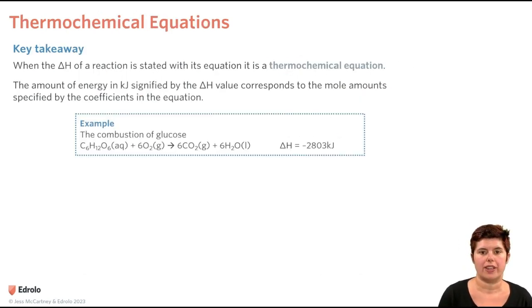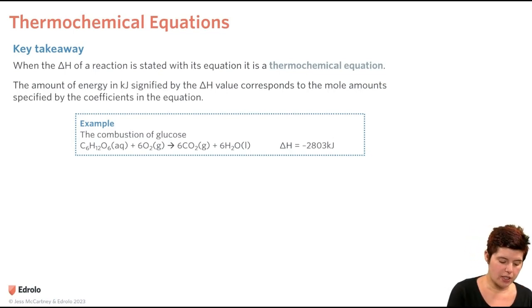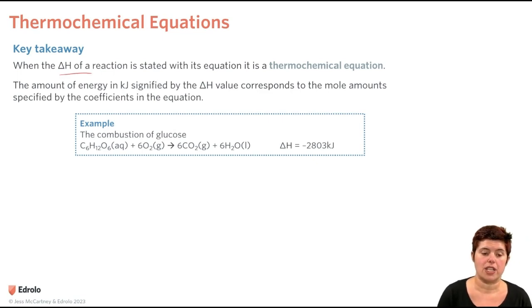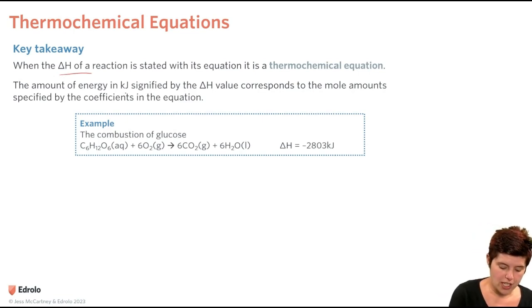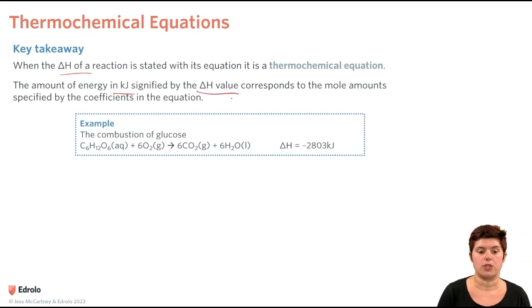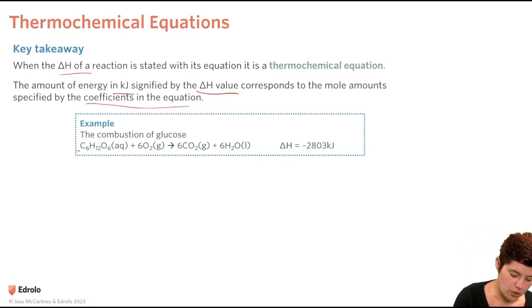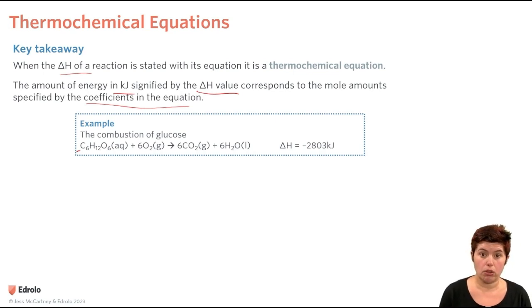So as I said before, we're going to look at these thermochemical equations in more detail. Remember, the delta H of a reaction is the change of energy from the reactants to the products. If we have a thermochemical equation, it will always give you that delta H value. The amount of energy in kilojoules signified by the delta H value corresponds to the mole amounts specified in the coefficients of the equation. What does that mean? That means the numbers in front of the reactants and the products correspond to the delta H. You can see there's nothing in front of this glucose, so that means 1 mole of glucose in this combustion of glucose reaction will produce 2,803 kilojoules. That's important to think about as we continue these notes.